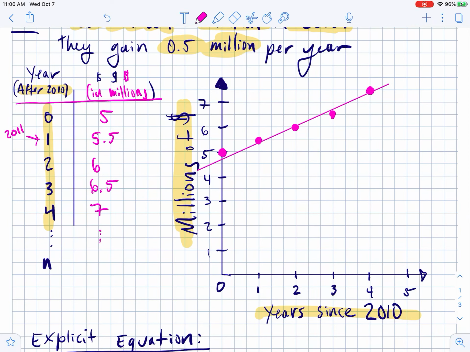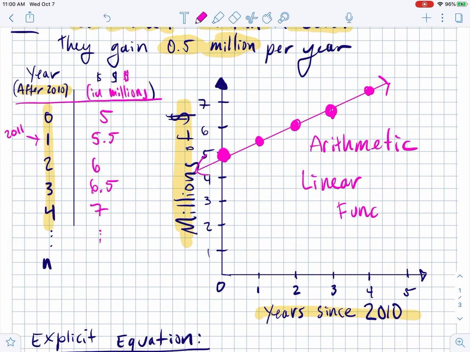So, let's see if this was supposed to make a straight line. Did I miss one? I put it in the wrong spot. You know, we do the old math trick. We'll just make those dots bigger. There we go. Now they're all on the line. So please notice that this is an arithmetic sequence, which means that we get a linear function out of it.